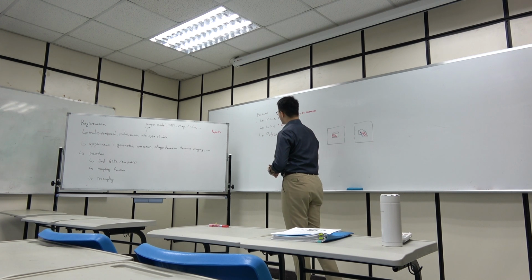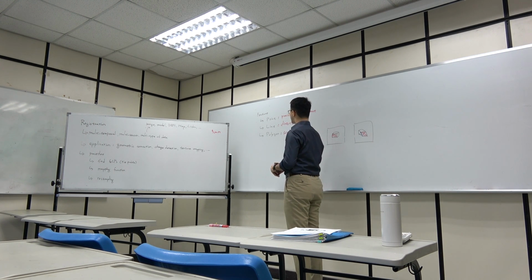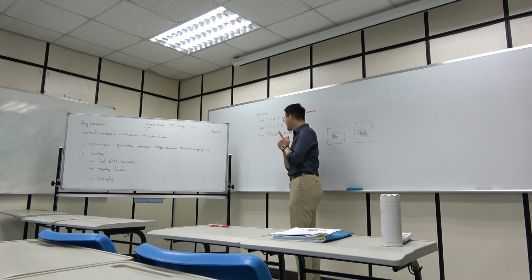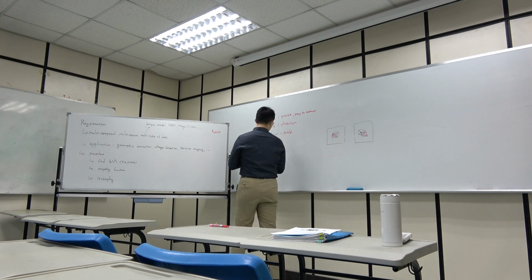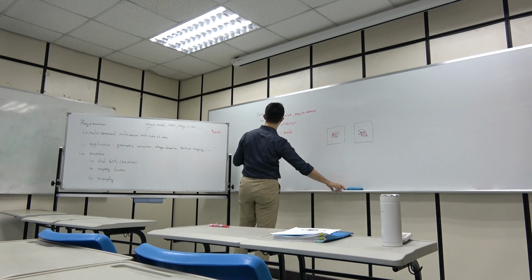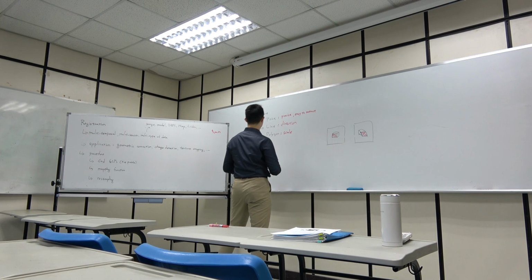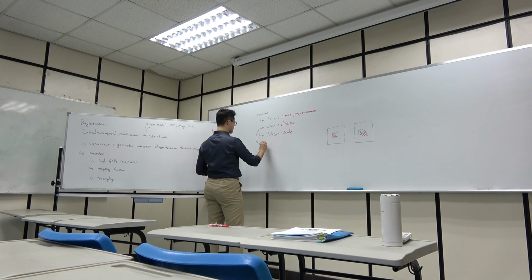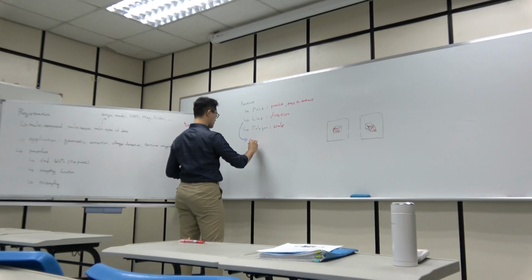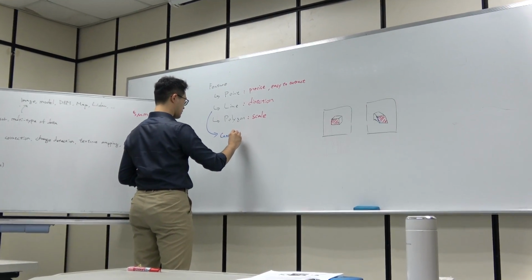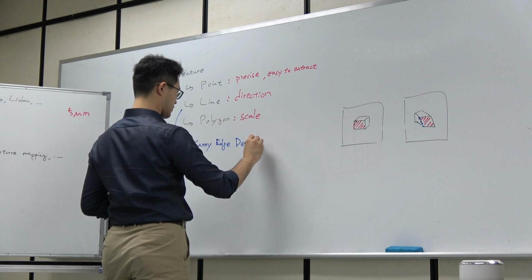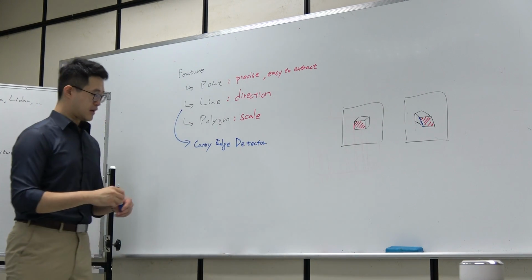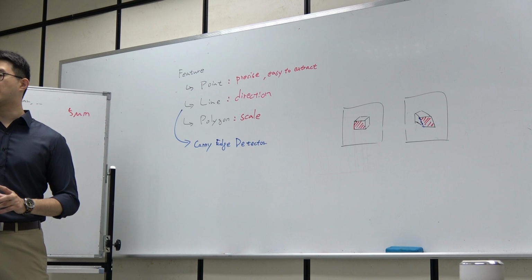The point, line, and polygon. However, I don't think we need to dig into the detail of that. But there's one probably important line feature extraction method, which is commonly mentioned. That one is called the Canny edge detector. That one is commonly used and also commonly mentioned.